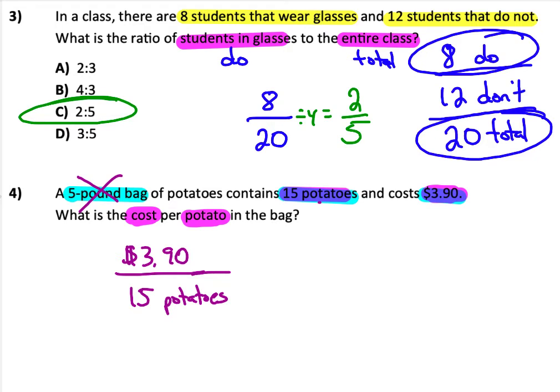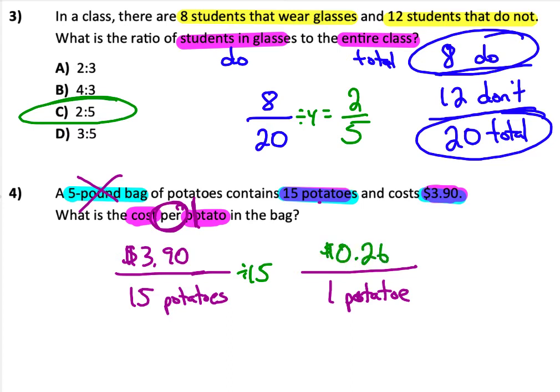We want to know the cost per potato. Remember that the word per means 1. So we want to know our unit rate. What's the cost for 1 potato? Well, to find a unit rate, we always divide by that denominator. So I'm going to divide by 15. In my calculator, I'm going to do 390 divided by 15, and I get 26 cents per potato. That's my answer. Oh, I shouldn't have had my E there on my potato. Sorry about that.